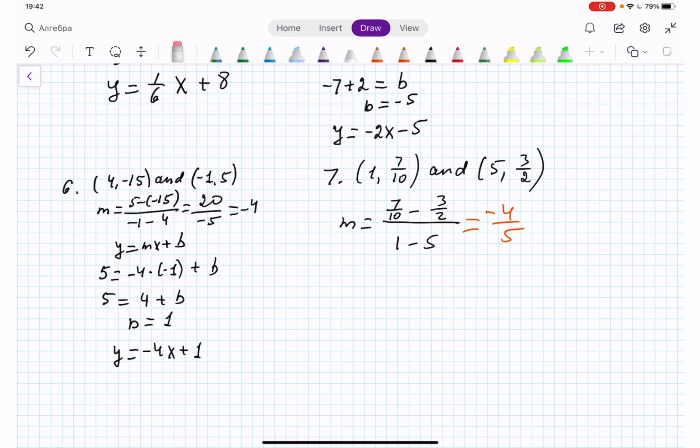Am I right? Let me do it one more time. 7 over 10 and minus 3 over 2. I think I made some mistake maybe. Let me double check. So this is 5, this is 5. 7 minus 15 is negative 8 over 10. Yeah, it's correct.